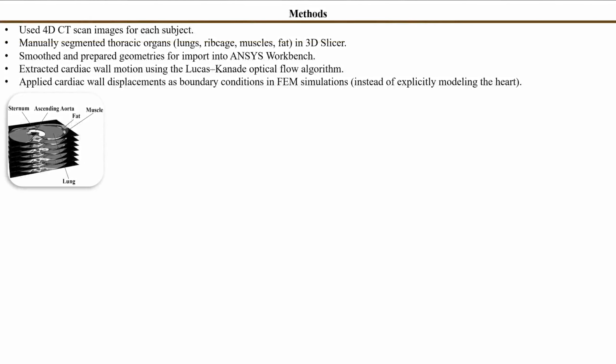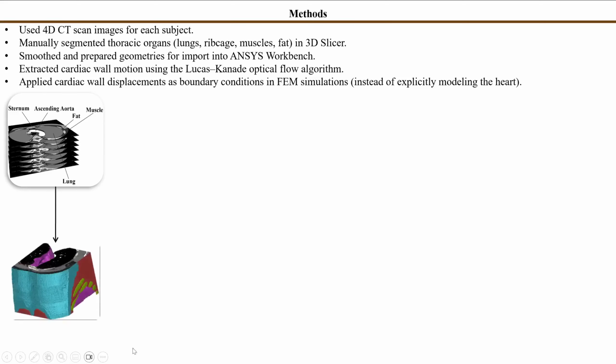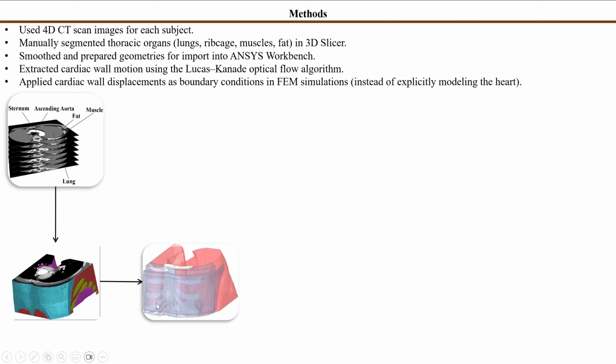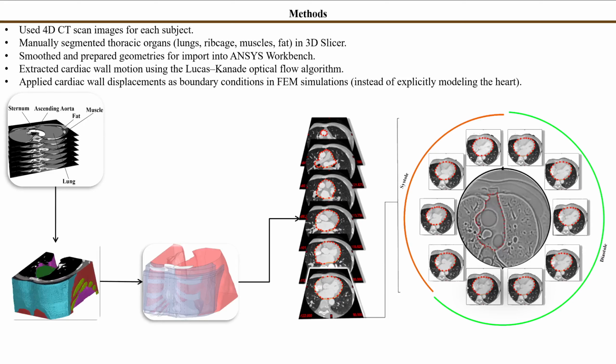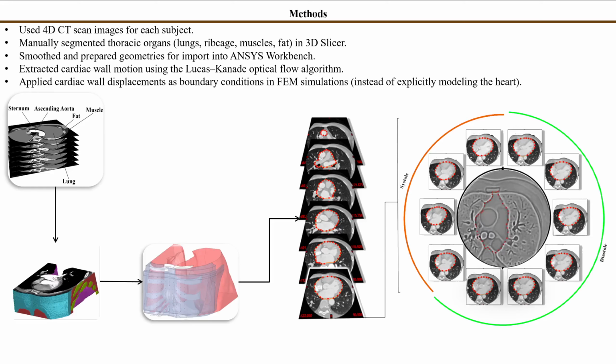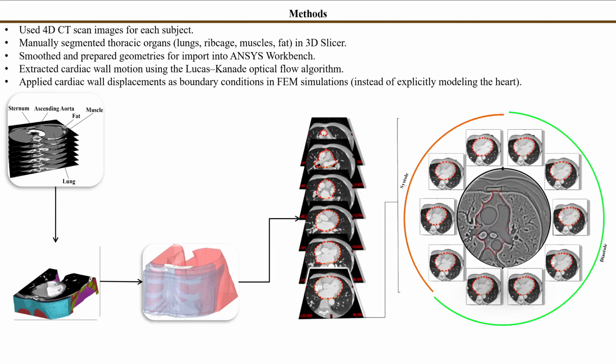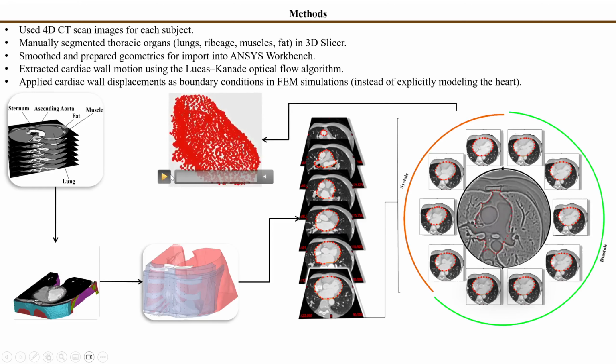We use 40 CT scan images from each subject and manually segmented the thoracic organs, including lungs, rib cage, muscles, and fat, using 3D Slicer. The geometries were smoothed and prepared for import into ANSYS Workbench. To capture cardiac wall motion, we extracted the cardiac wall displacement using the 3D Lucas-Kanade optical flow algorithm.